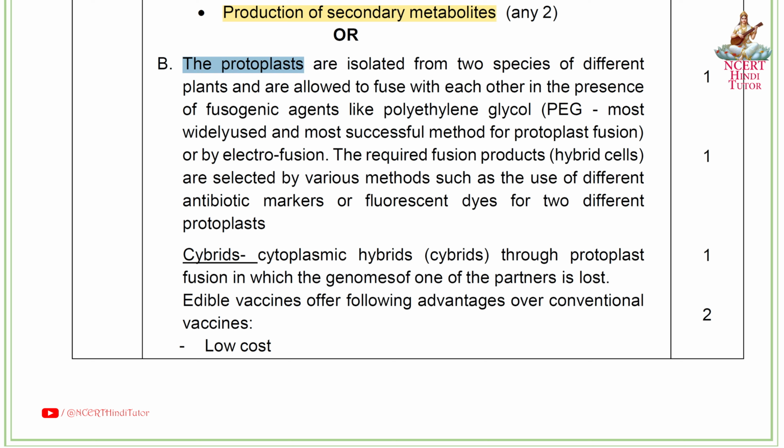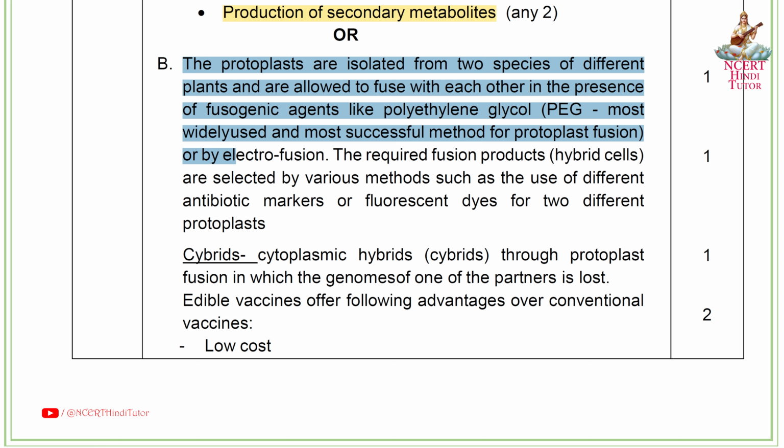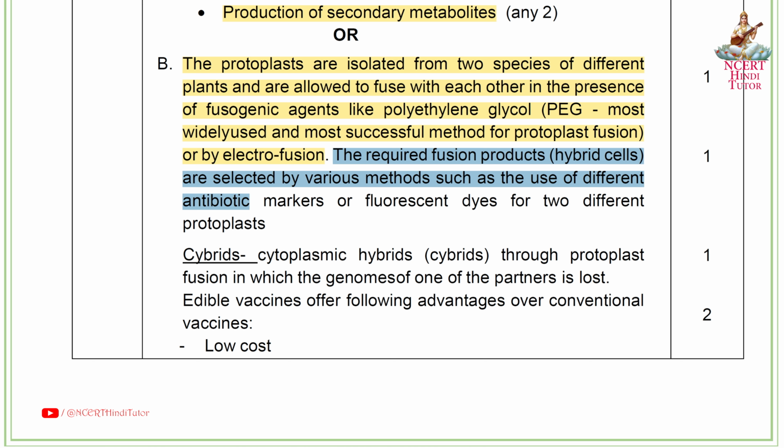Answer. The protoplasts are isolated from two species of different plants and are allowed to fuse with each other in the presence of fusogenic agents like polyethylene glycol (PEG), the most widely used and most successful method for protoplast fusion, or by electrofusion. The required fusion products, hybrid cells, are selected by various methods such as the use of different antibiotic markers or fluorescent dyes for the two different protoplasts. Cybrids, cytoplasmic hybrids: hybrids through protoplast fusion in which the genome of one of the partners is lost.